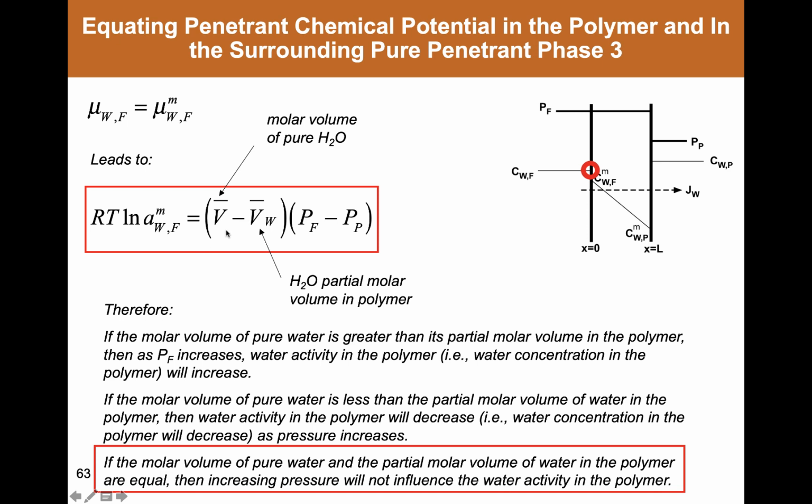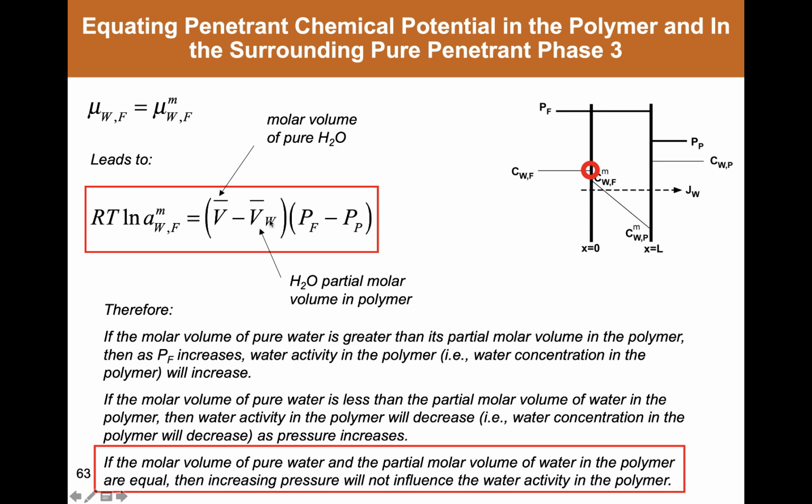Now, if the molar volume of water and the partial molar volume of water dissolved in the polymer are exactly equal to one another, then the activity of water in the membrane right at this feed interface is independent of feed pressure. So you can raise the feed pressure as high as you want, lower the permeate pressure all the way to vacuum, and there's absolutely no change in the thermodynamic activity of water on the feed side if the molar volume and partial molar volume of the water are equal to one another.